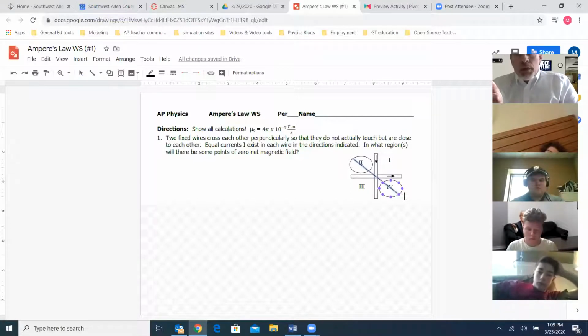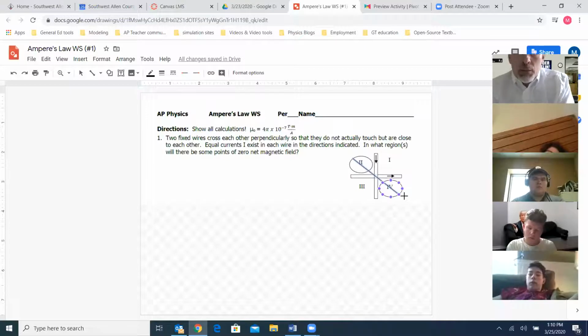So this particular angle here is exactly, I guess, 45 degrees from the negative x axis. But if the currents had different amounts, then it would change that angle. I hope that makes sense. Okay, nice. Thank you. Let's see, number 2.